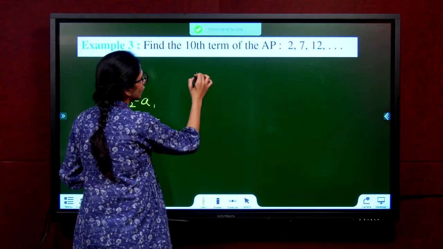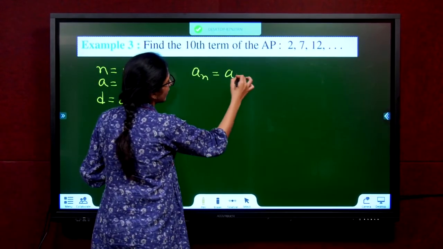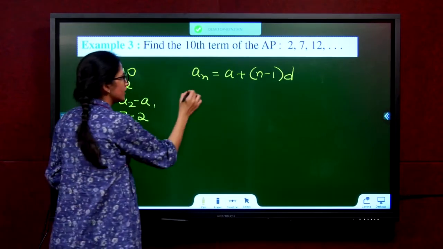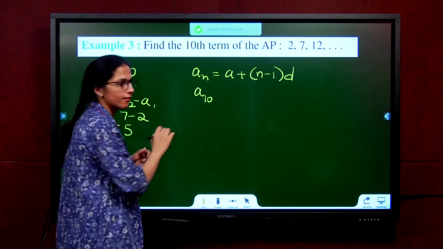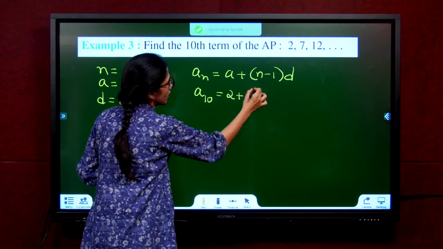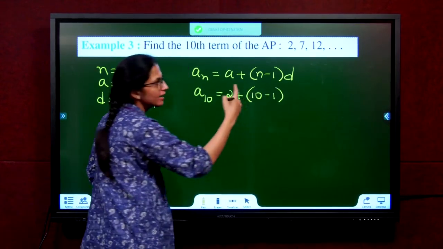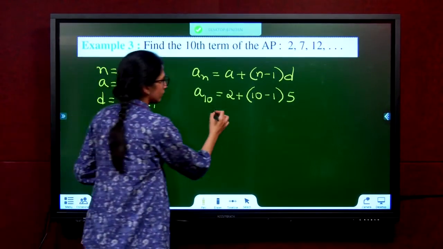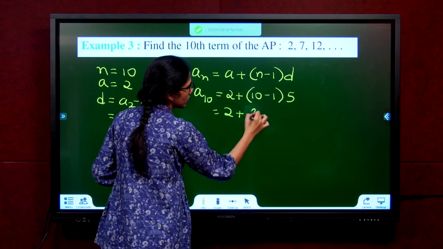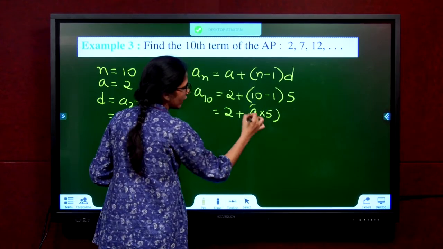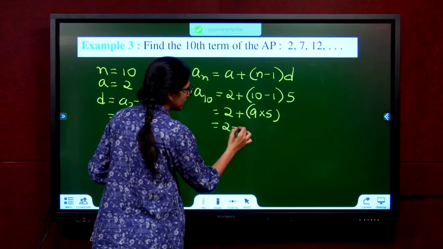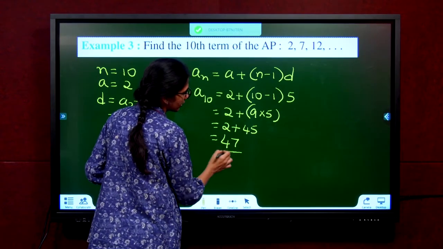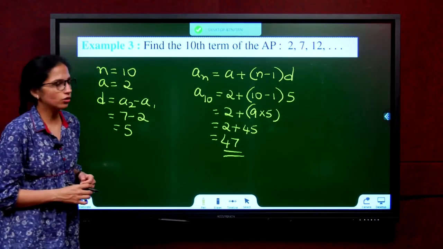So, we know that an is a plus n minus 1 into d. You want the 10th term, a10. What is a? a10 = 2 plus 10 minus 1, d. d here is 5. We just got it. 2 plus 10 minus 1, 9. 9 into 5. 2 plus 45. 10th term is 47.